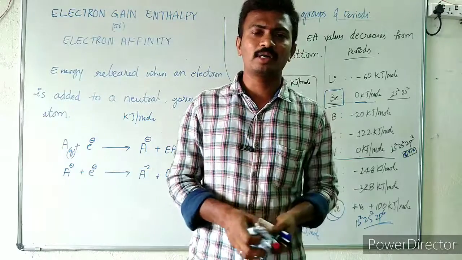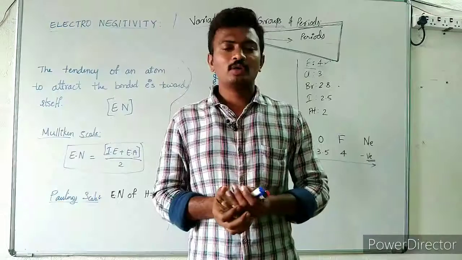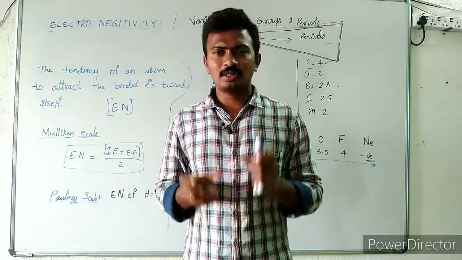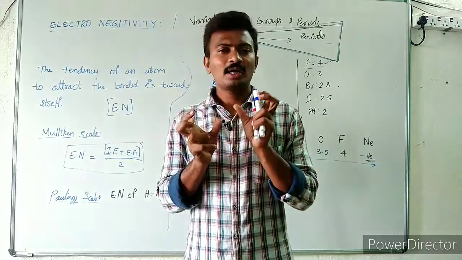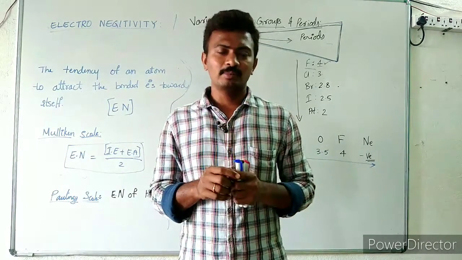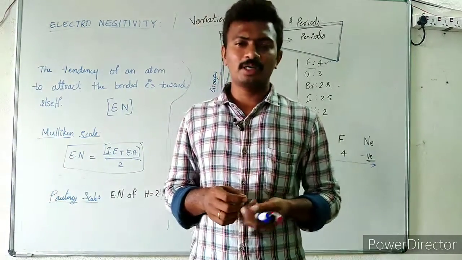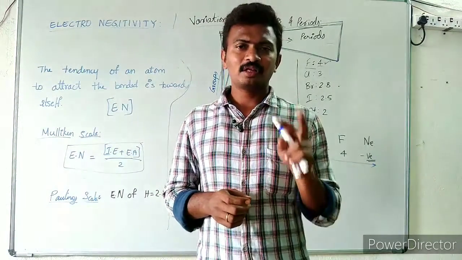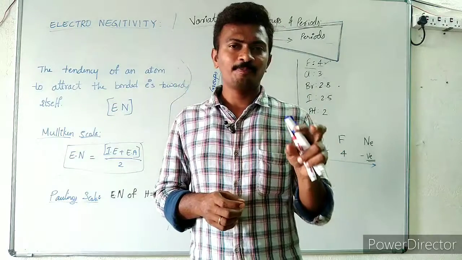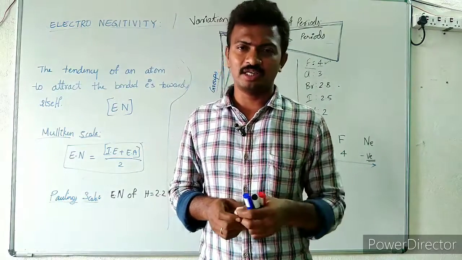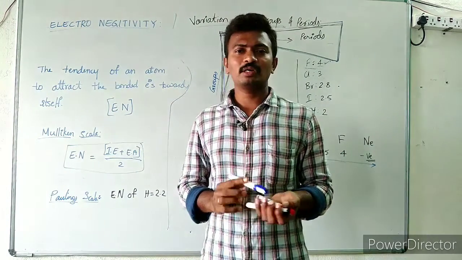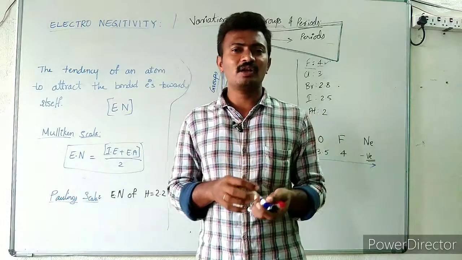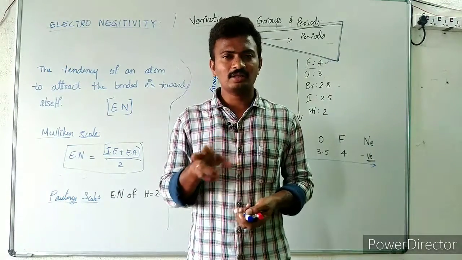Now let us discuss electronegativity. Electronegativity is a property of an atom which is bonded to another atom. In the previous two properties, ionization energy and electron enthalpy, these two properties depend upon the isolated neutral gaseous atom. But electronegativity is a tendency of an atom in the bonded state.